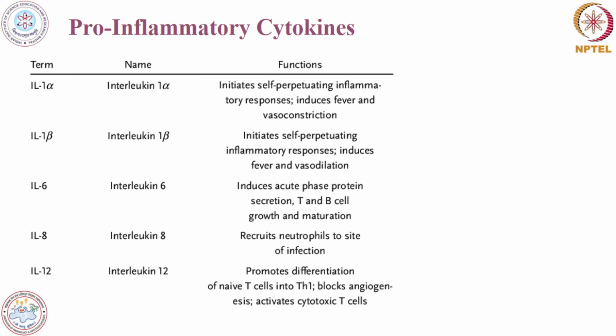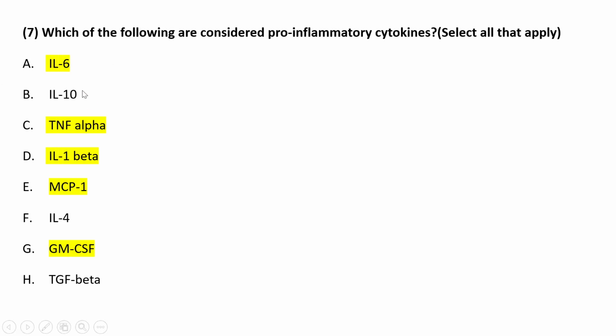From this table, I have taken interleukin 6, TNF alpha, interleukin 1 beta, MCP1, GM-CSF. These are examples of pro-inflammatory cytokines. I will quickly help you revise where these cytokines are involved. Interleukin 6 increases inflammation, fever, and acute phase protein production in the liver. From the lecture videos, you can cross-check that. Interleukin 6 plays a role in autoimmune diseases like rheumatoid arthritis. So, this is a pro-inflammatory cytokine.